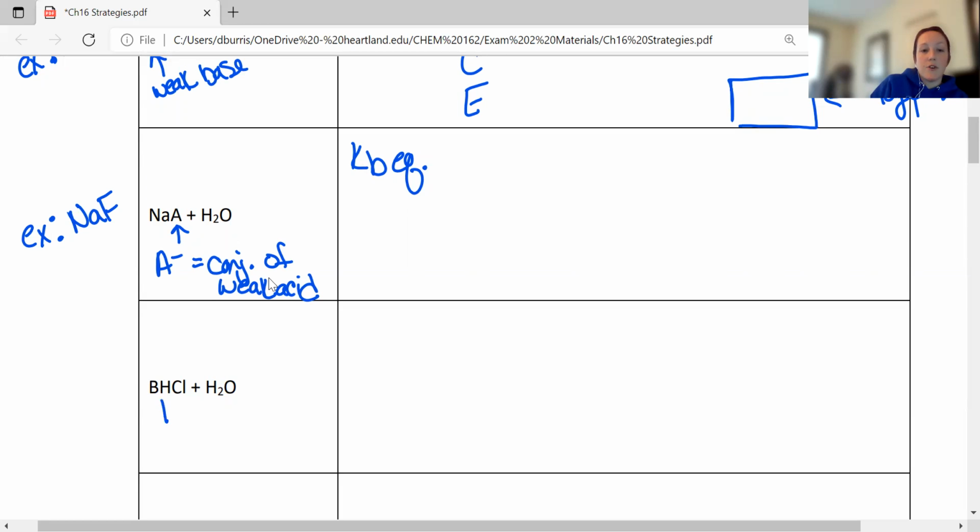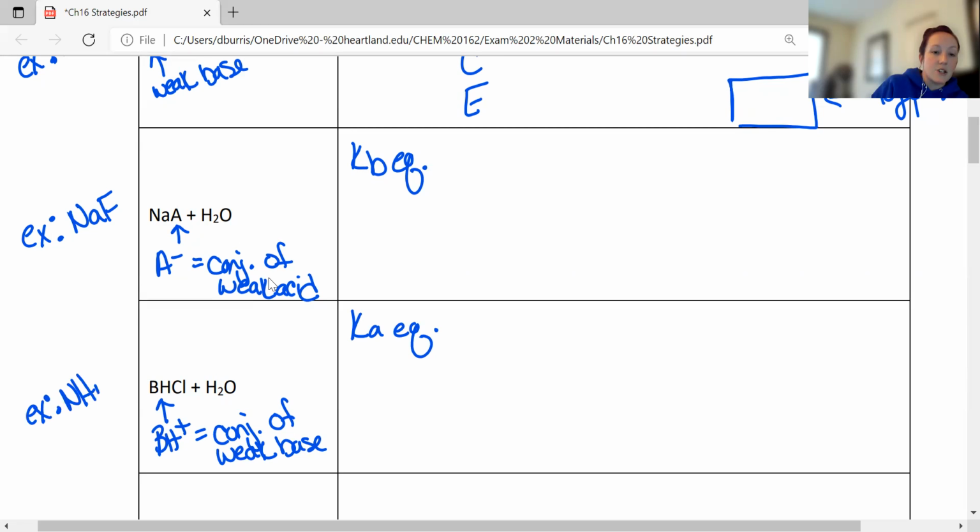I'm going to go ahead and write for my conjugate base one also. BH plus would be the conjugate of a weak base, and the conjugate of a weak base is acidic. So you would have to do a Ka equation. An example of that would be if you had something that has NH4Cl in it. Chlorine doesn't do anything because it's the conjugate of HCl, which is strong. So just the NH4 plus, which is the conjugate of NH3, does something.